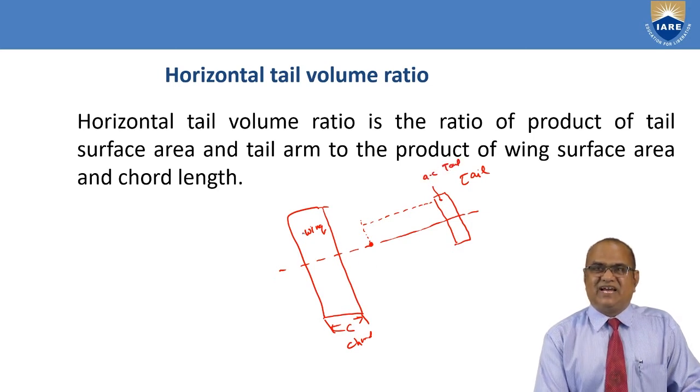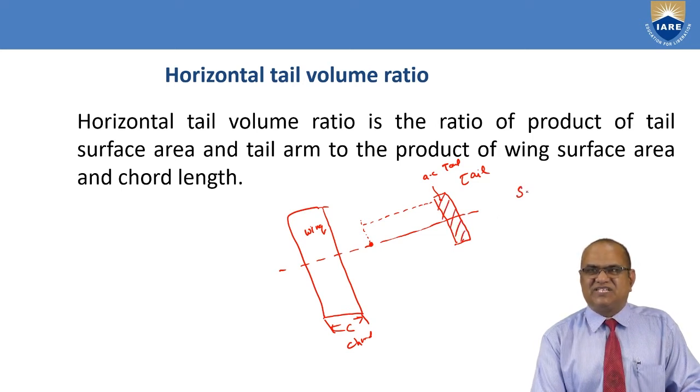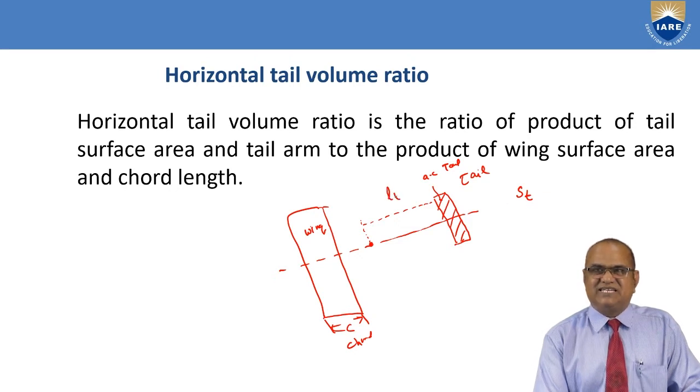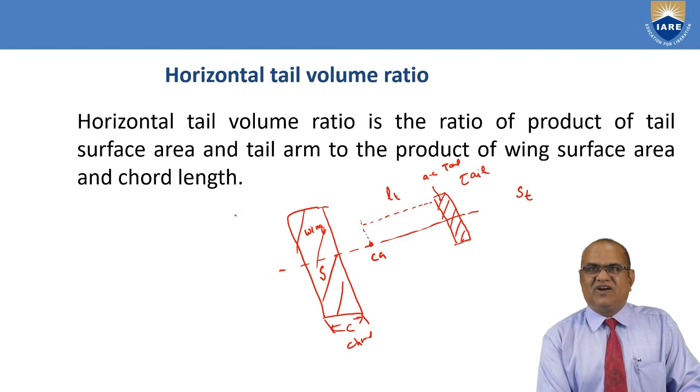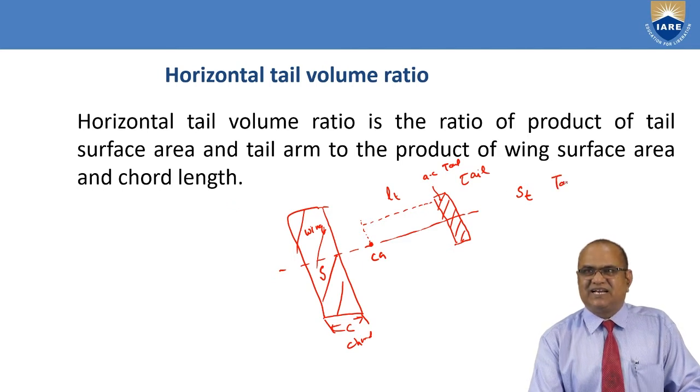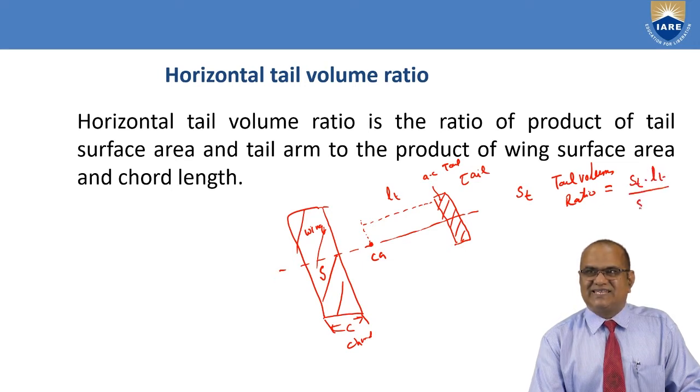And this is the surface area of the tail. So I am writing the surface area as ST. And this distance I am writing LT, from the CG to the AC of the tail. And this surface area I am writing S. And this is the chord. So we can define the tail volume ratio as the ratio of the tail surface, that is ST into LT, divided by S into C.